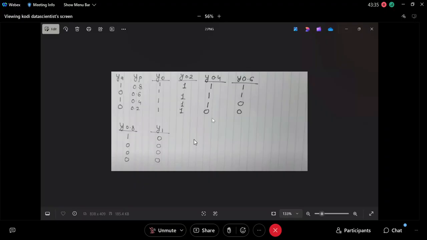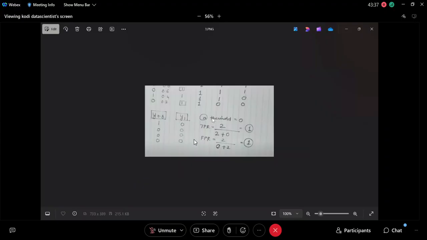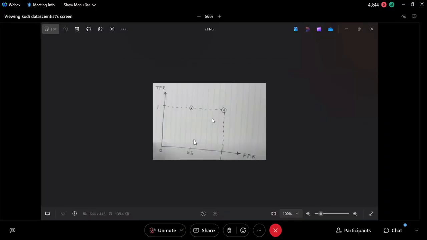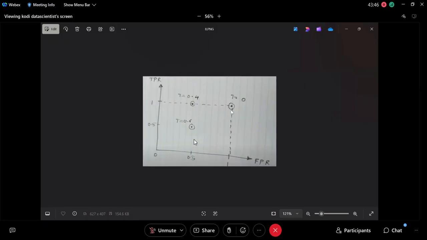At every threshold point, I compute TPR, FPR. And after computing the TPR, FPR, what happens? I just plot these data points and I merge these data points. So manually, does this take more time or not? Guys, if I give you 10,000 records, you can't build it manually. Agree? So that's why we depend on the libraries, guys.